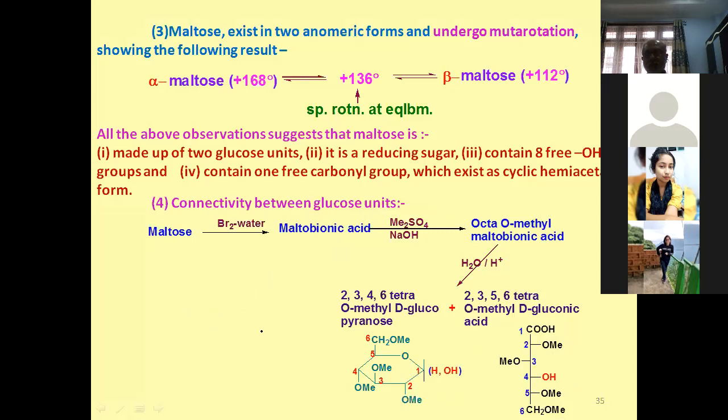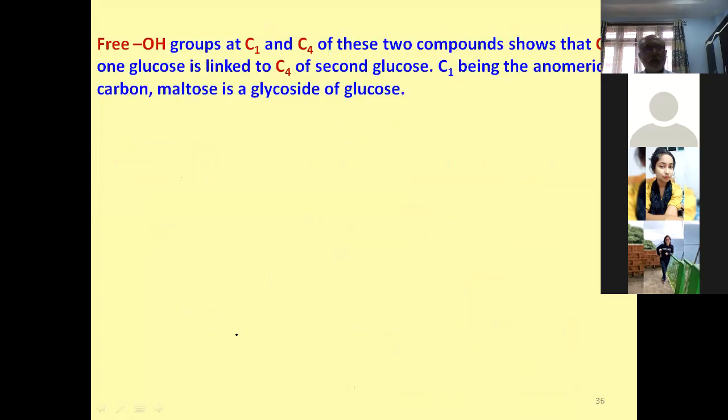Yes or no? Yes, sir. This is the conclusion. The free OH group that we see here, the free OH group at C1 and C4 of these two compounds, shows that C1 of one glucose is linked to C4 of the second glucose. Are you getting my point?